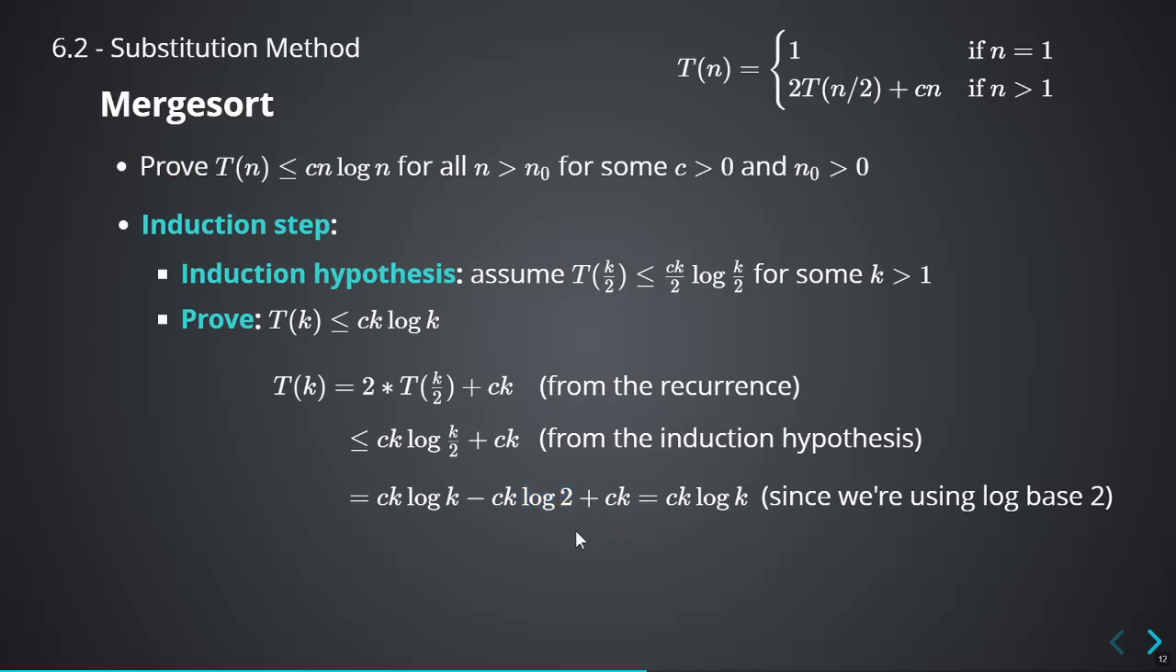Because log 2, remember we're using log base 2, so log base 2 of 2 is just 1. So that's minus CK plus CK. You got this equal to CK. So we have just shown that TK is less than or equal to CK log K, which is what we want to do, and you're done.